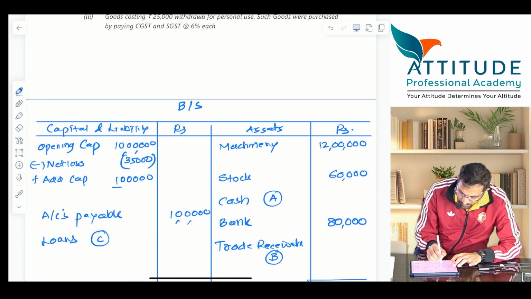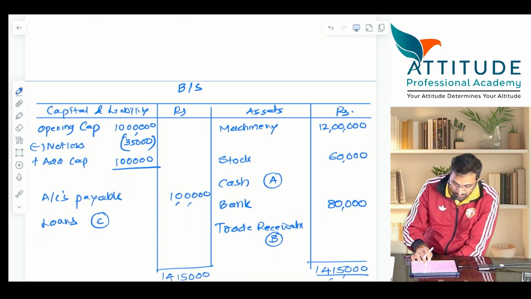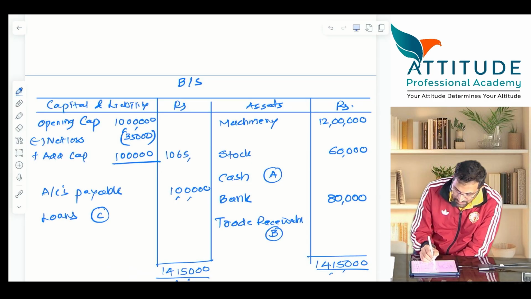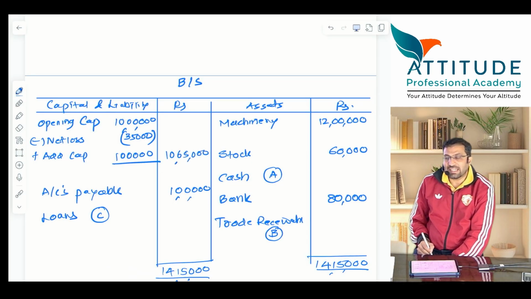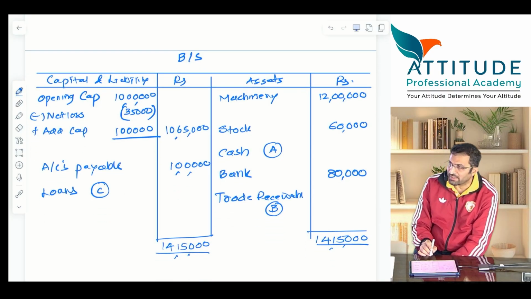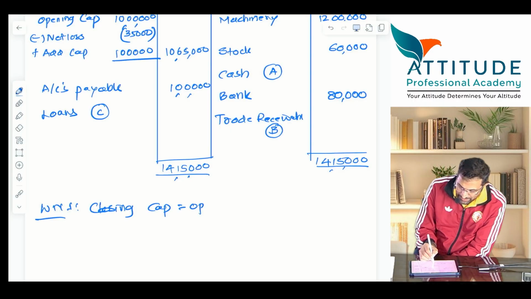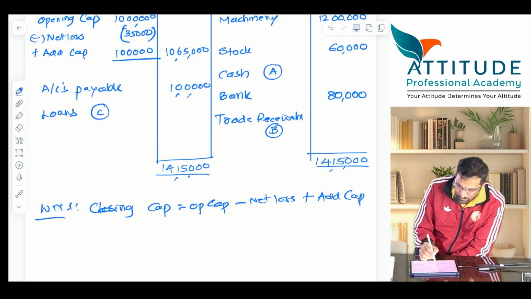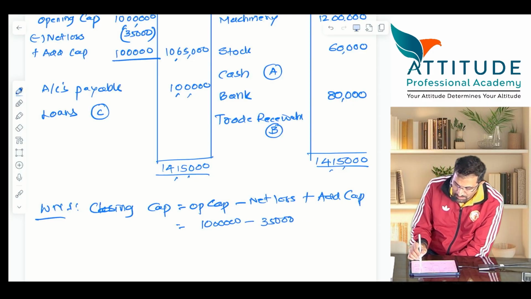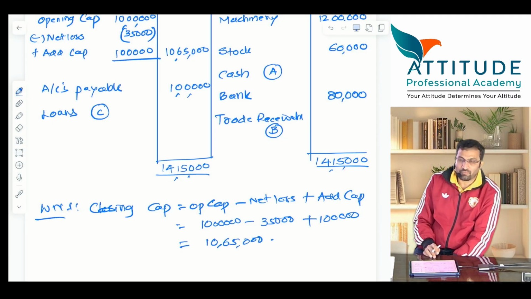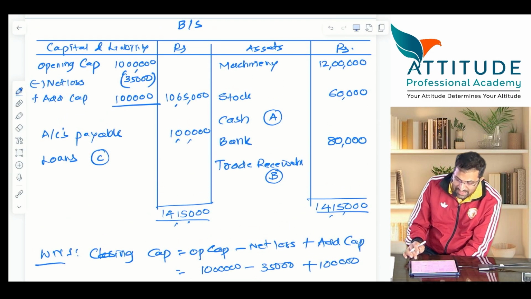See, tell me what is the closing capital? 10 lakh 65,000, right? 10,65,000, I got the closing capital. Now concentrate here. Now what you can write here is working note number 1, closing capital is equal to opening capital minus net loss plus additional capital, which is 10 lakhs minus 35,000 plus 1 lakh, which will give you 10 lakh 65,000. Got it. Clear?